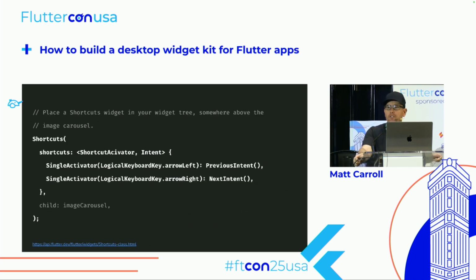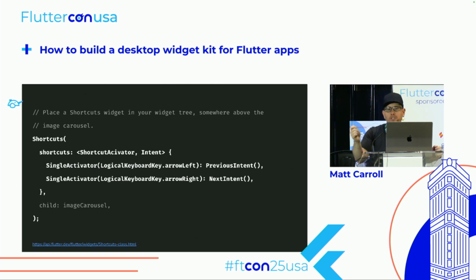And then we get to the first step in a two-step process. We need to map physical keys to those intentions. And it's totally up to you what this mapping is. In this case, we're mapping the left arrow key to the previous intent and the right arrow key to the next intent. Now, there's a bit of boilerplate around this, but this is the shortcuts widget, which is provided by Flutter in the framework. And the shortcuts widget expects a map that maps essentially a key combination to a particular intent.